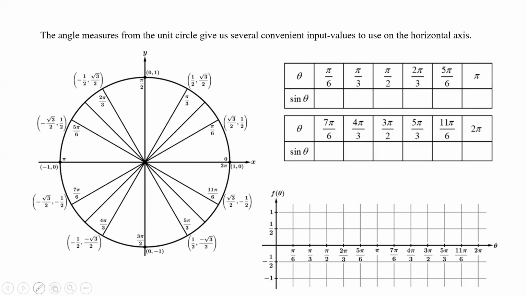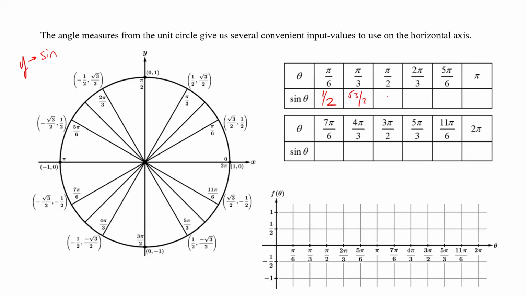Sine is always your y. Your y coordinate is your value of your sine. So when I'm asking what is the sine at pi over 6, we're looking at the y coordinate at pi over 6, correct? So sine of pi over 6 is 1/2. Sine at pi over 3 is?